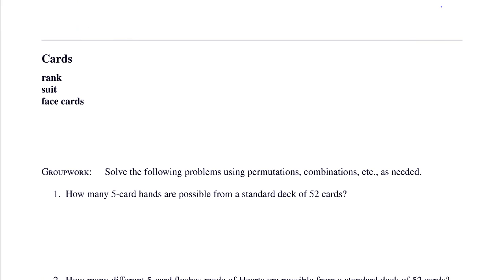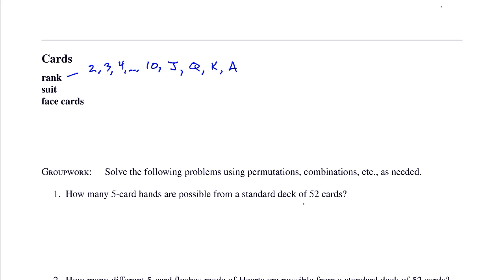Cards. How many people have played cards before? Any kind of card games? Okay. You are responsible for knowing the structure of cards in order to do some of these problems on homeworks and quizzes and tests. So I thought we'd go over that a little bit. Each card is made up of 2 things. There's the rank and the suit. The rank is 2, 3, 4, etc., all the way up to a 10. And then Jack, Queen, King, and Ace.